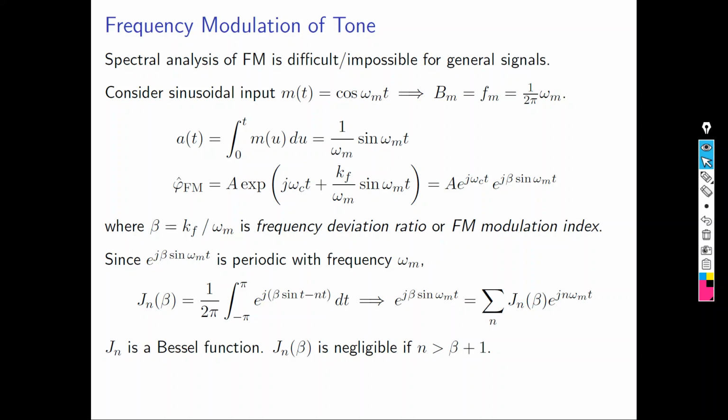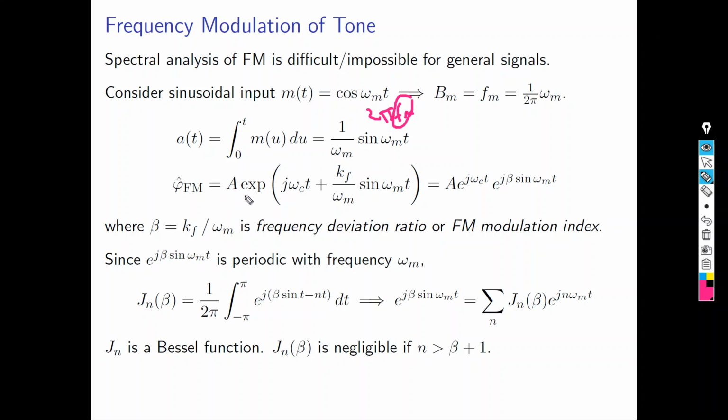Yes, the bandwidth is basically Fm. The bandwidth of the signal is omega m over 2 pi, which is Fm. A of t is the integration of the message. When you integrate cosine, what do you get? Sine omega m t over omega m, from calculus. If you differentiate sine, you get cosine. If you integrate cosine, you get sine.